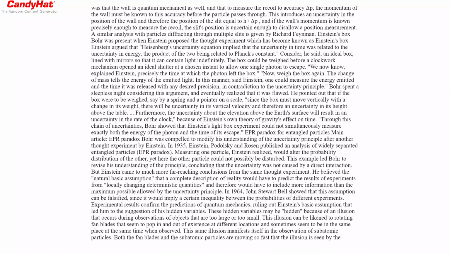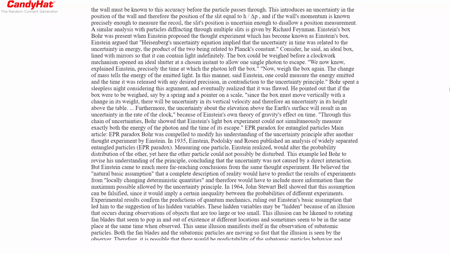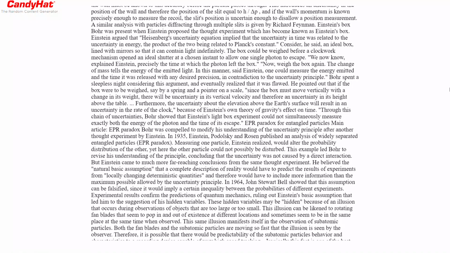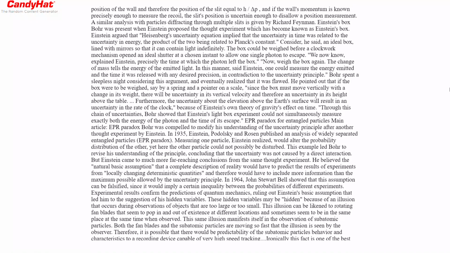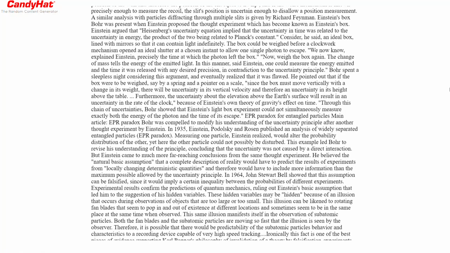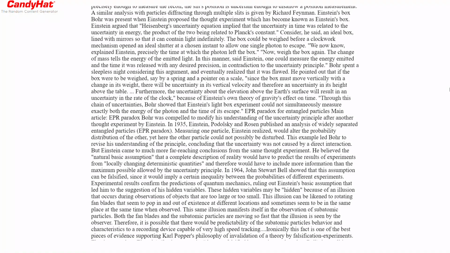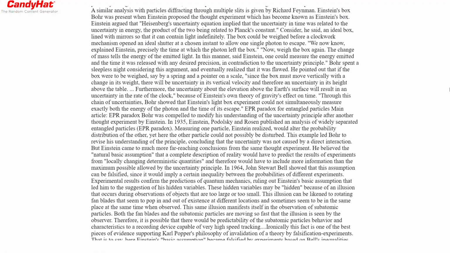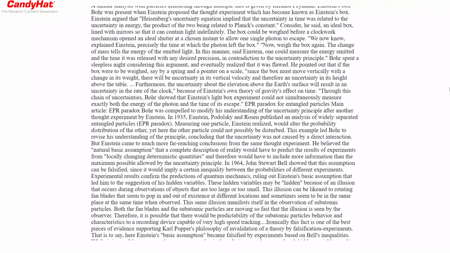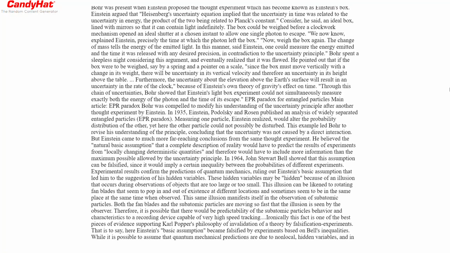He believed the natural basic assumption that a complete description of reality would have to predict the results of experiments from locally changing deterministic quantities and therefore would have to include more information than the maximum possible allowed by the uncertainty principle. In 1964, John Stuart Bell showed that this assumption can be falsified, since it would imply a certain inequality between the probabilities of different experiments. Experimental results confirm the predictions of quantum mechanics, ruling out Einstein's basic assumption that led him to the suggestion of his hidden variables.